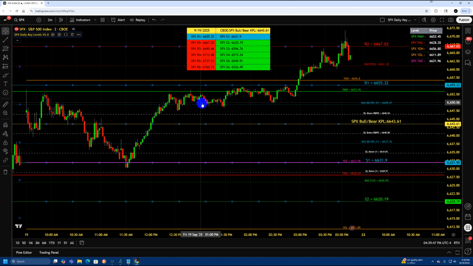And another point that I would like to bring up is that when you're first using this indicator, it's a good idea for you to practice on it on a demo account, such as Thinkorswim with Charles Schwab.